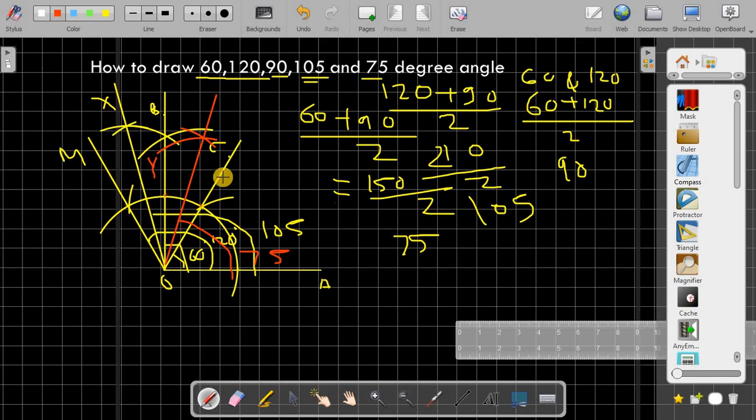So in this video you got to know how you can plot these angles by using only and only a ruler and compass. Thanks for watching.